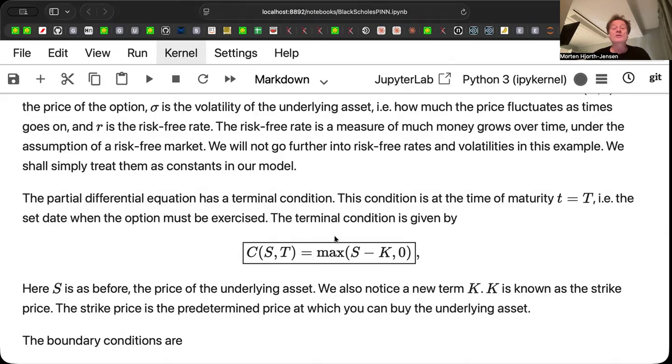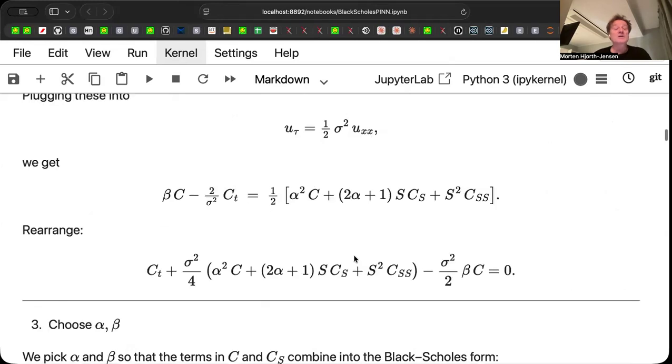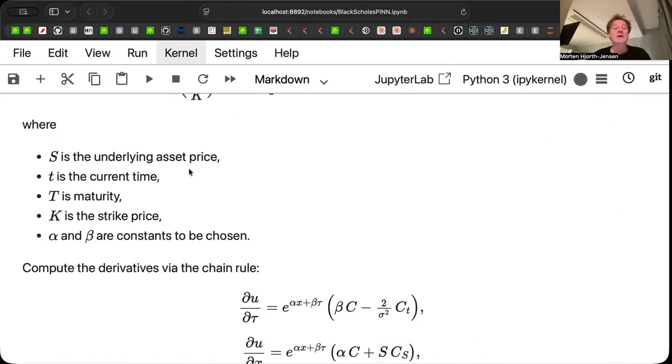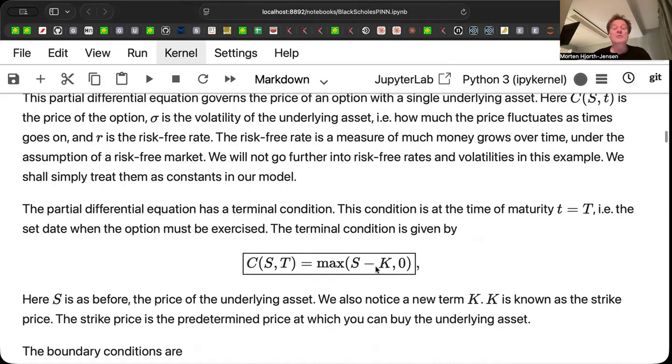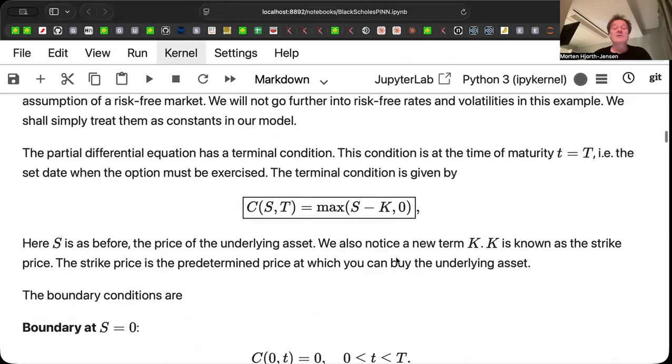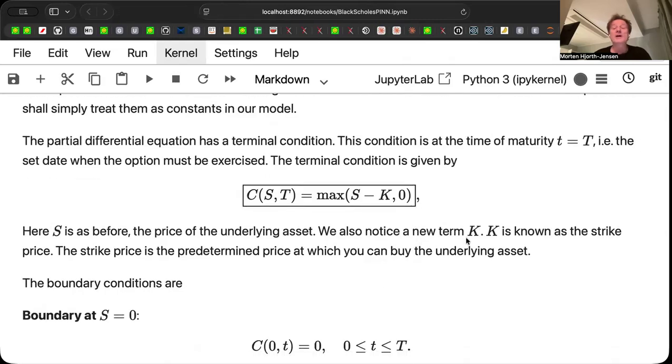And then the terminal condition is simply given by the max between S, which, just to remind you, is the underlying asset price, and K, the so-called strike price. You would then have this condition here with the max of these quantities. And you also notice a new term K. K is known as the strike price, and the strike price is the predetermined price at which you can buy the underlying assets.